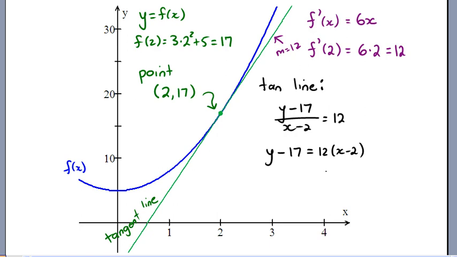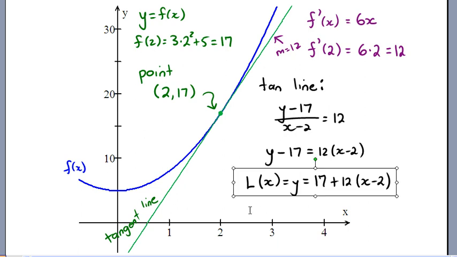I'm going to move the 17, and I'm going to officially name this as some new function. How about I call it L of x, right? It's the line, the linearization, right? That's going to just be my y value for this tangent line, and it's going to be 17 plus 12 times x minus 2. Okay, half the battle's done. In fact, most of the work is done, right? We have this linearization. We know the equation of that tangent line.